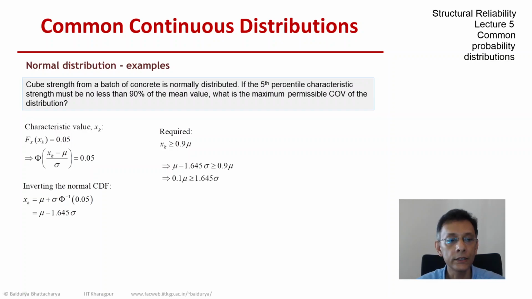Let's proceed and see what we come to. That gives me a relationship involving mu and sigma, and since the coefficient of variation COV is sigma over mean, this condition restricts sigma over mean, or V, to about 6%. So clearly this requires a good amount of quality control to keep COV restricted to only 6%.